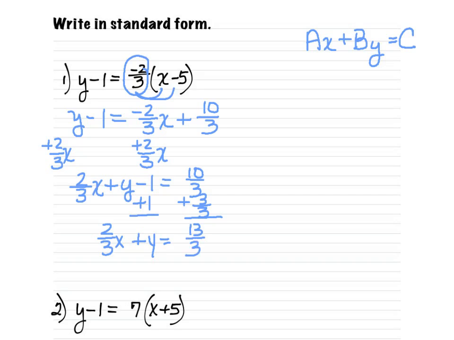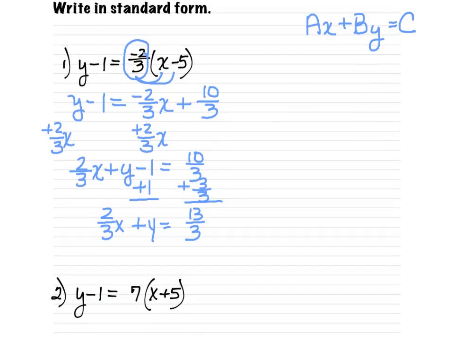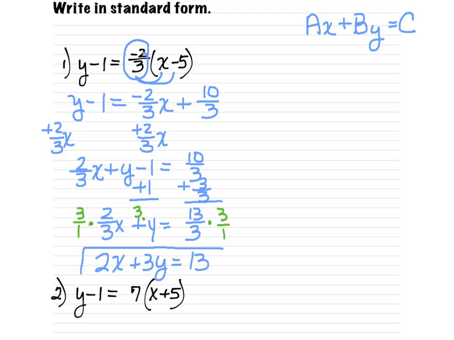Let's recall that a and b must be integers. No fractions, no decimals. I need to take 2/3 and convert that to a whole number. So what I'll do is I will multiply every single term by the denominator, every single one. Okay, so here we go. 2x plus 3y equals 13. Now that is in standard form.